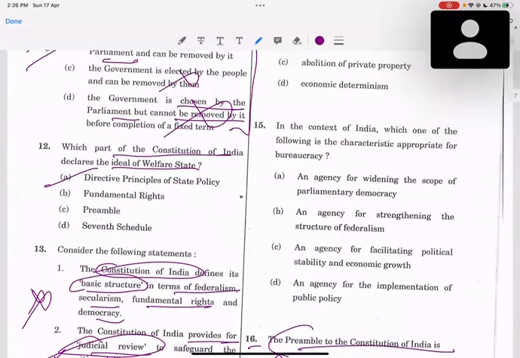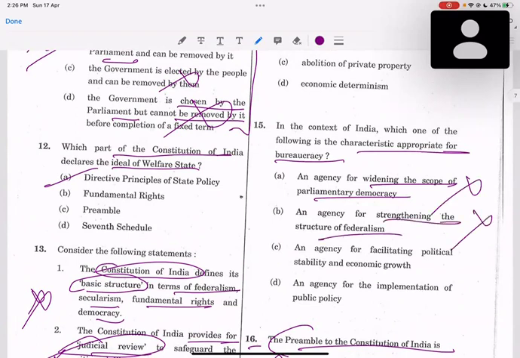Then if you look at 15: which one of the following is the characteristic appropriate for bureaucracy, which you all are aspiring for? It is an agency for widening the scope of parliamentary democracy. No. Agency for strengthening structural federalism. No. Agency for facilitating political stability and economic growth. No. Agency for implementation of public policy. Simple question. That's the definition of the executive.